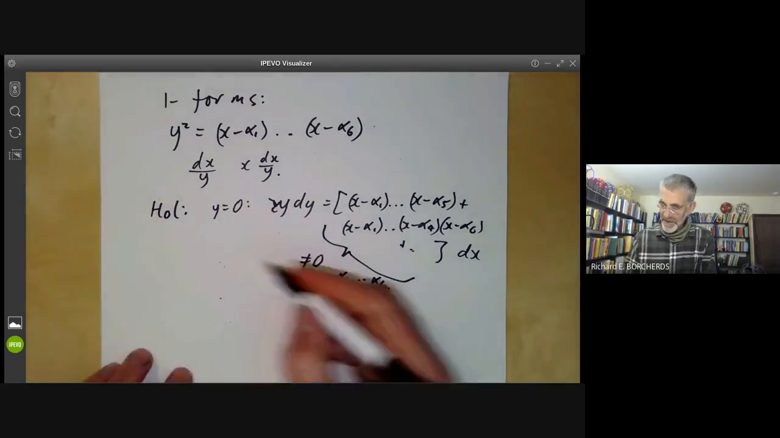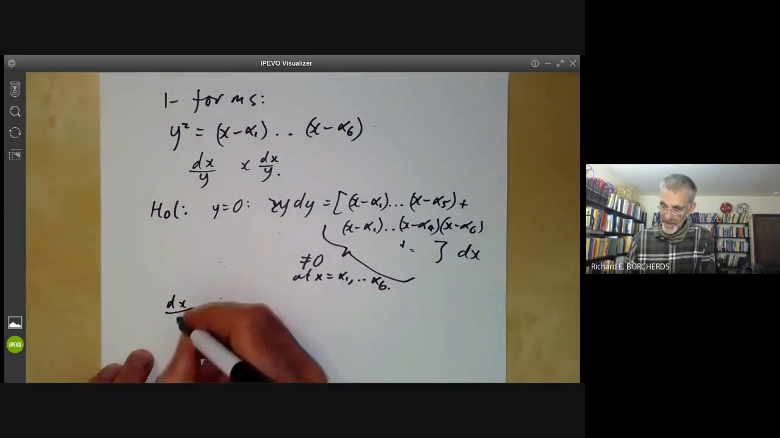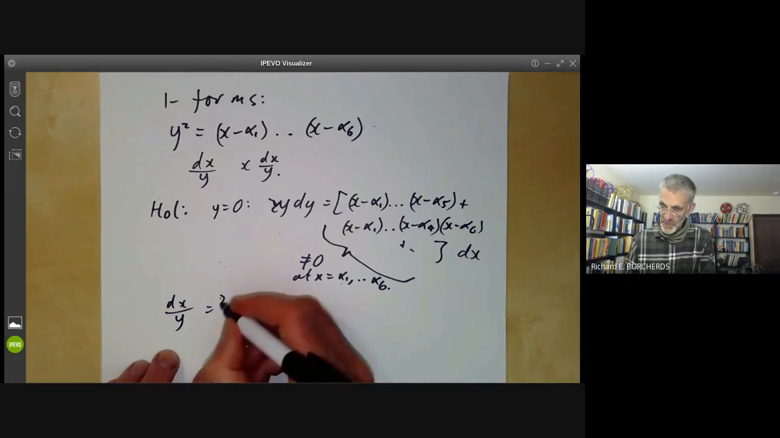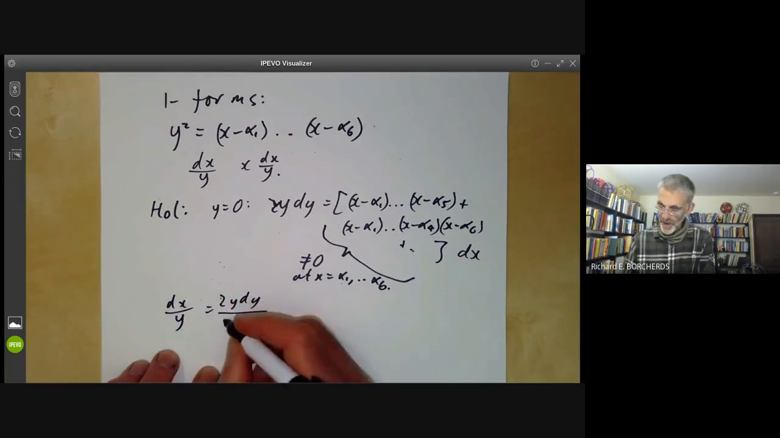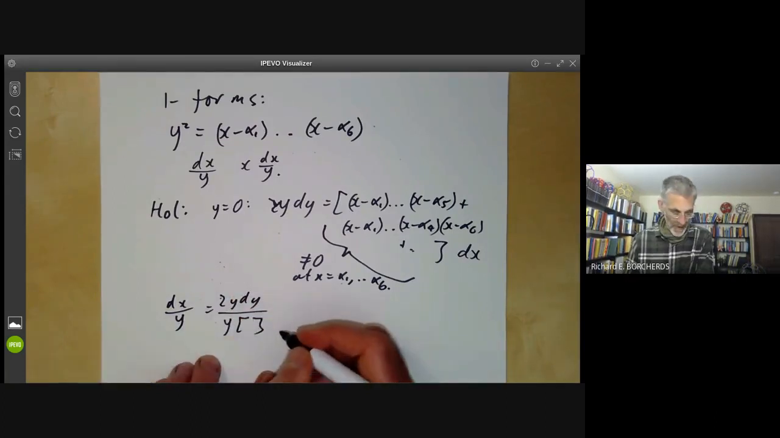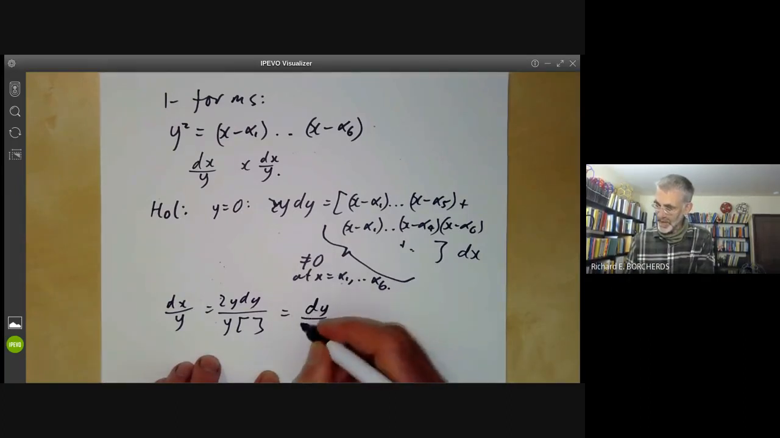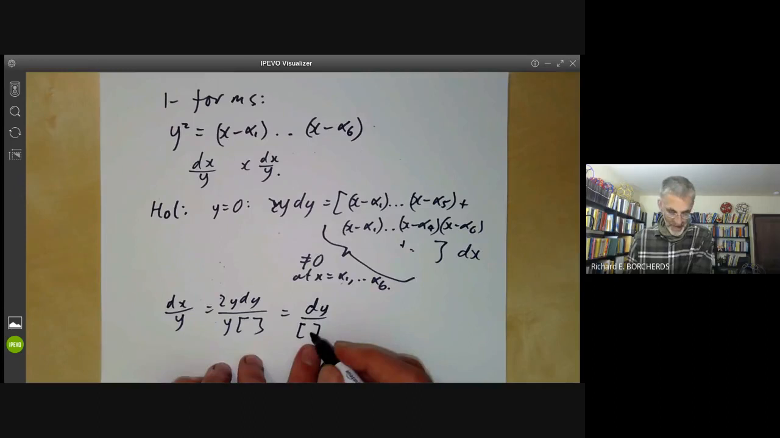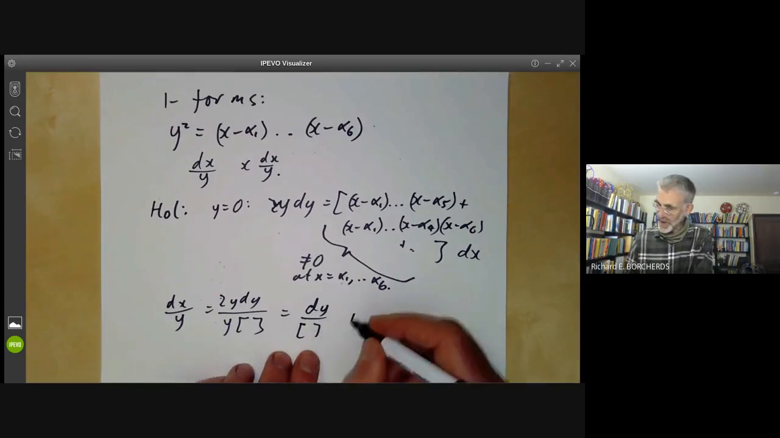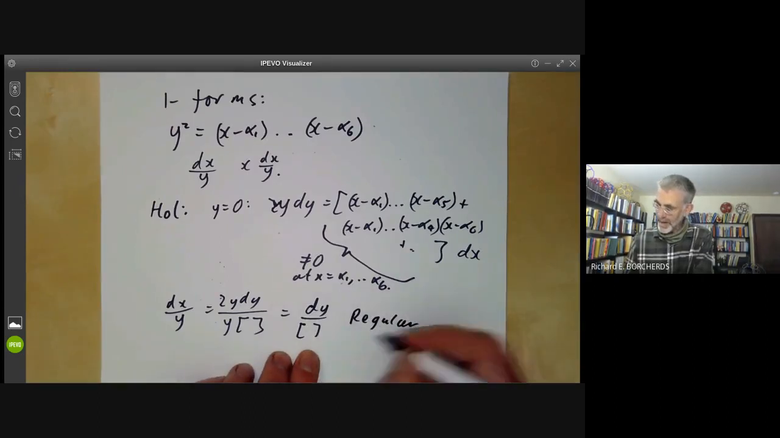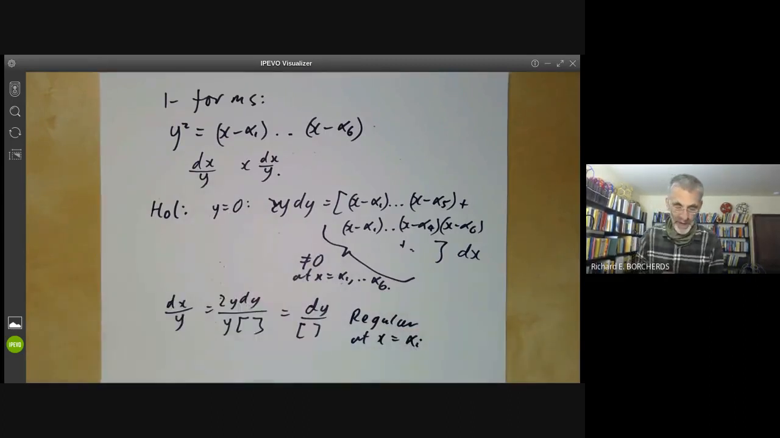And then we see that dx over y is equal to 2y dy over y times this mess, which is equal to dy over something that's non-zero. And this is regular at x equals alpha i. So it doesn't have a pole at y equals 0.